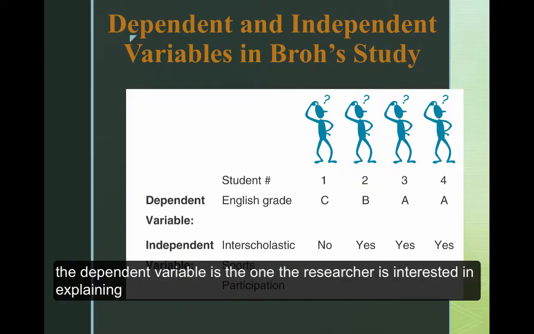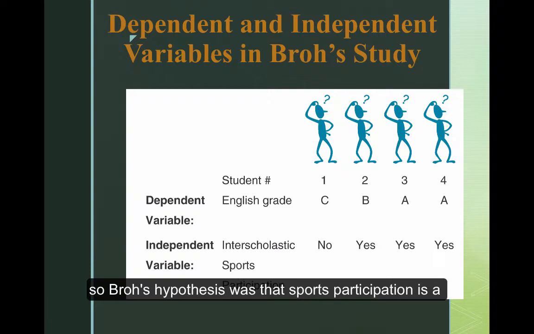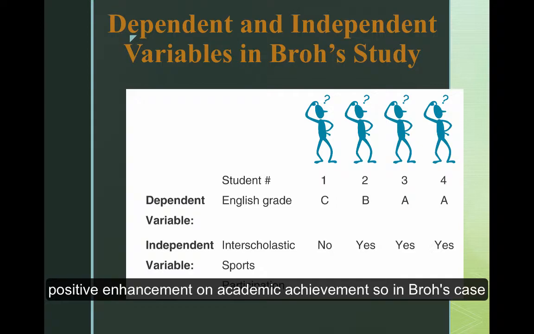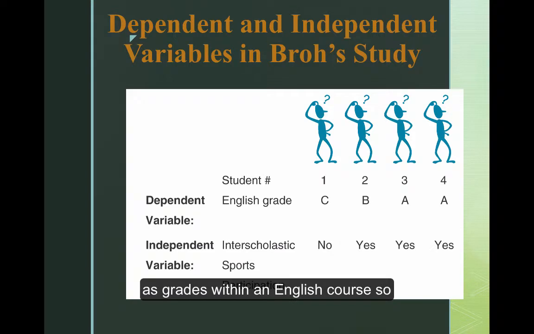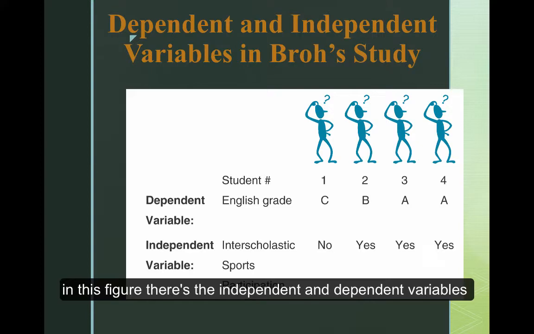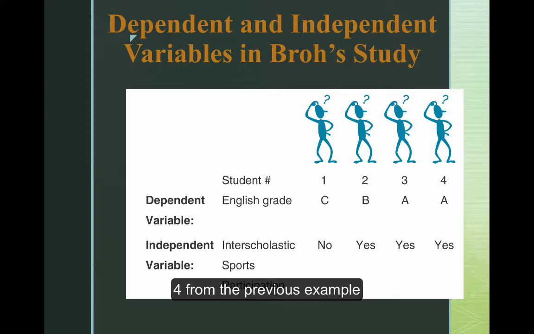So remember, the dependent variable is the one that the researcher is interested in explaining, and it's the variable we assume as being influenced by another, or independent, variable. Broh's hypothesis was that sports participation is a positive enhancement on academic achievement. So in Broh's case, the independent variable she's looking at is participation in sports as causing a change in the dependent variable, which she has as grades within an English course. In this figure, there are the independent and dependent variables compared to each other using individual cases of data, those same 4 from the previous example.